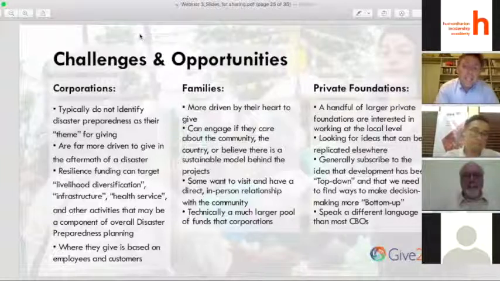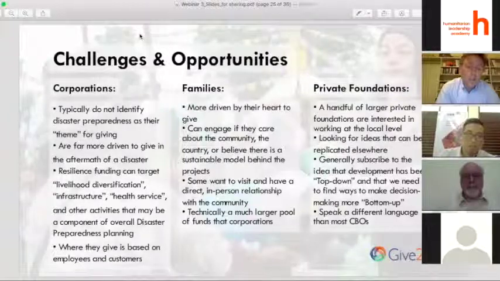What we found instead is that there are a lot of corporate donors who are giving to themes that might fall more in line with resilience programs. So livelihood diversification, infrastructure, health services, and other kinds of activities that might be part of an overall resilience program, and in some cases disaster preparedness.